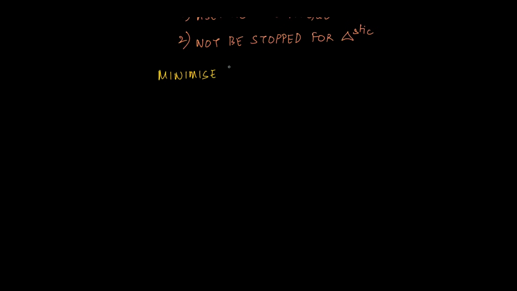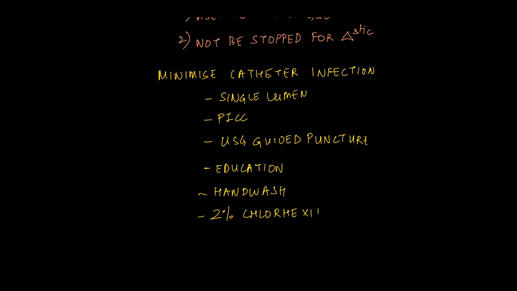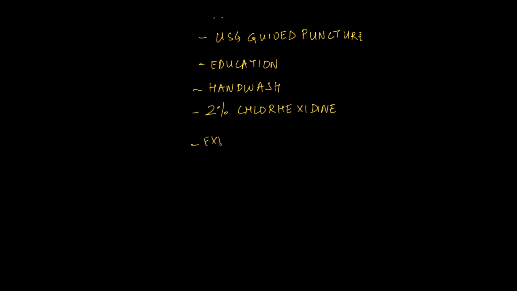Next, to minimize the risk of catheter infection, we can follow certain practices like a single lumen catheter, preferably a PICC line or a tunneled catheter, USG guided punctures to prevent multiple puncture sites, and education about the care of these catheters, hand wash prior to handling these, use of 2% chlorhexidine, exit site dressing, and monitoring the exit site to assess early signs of infection.